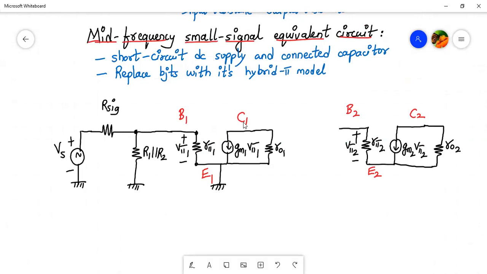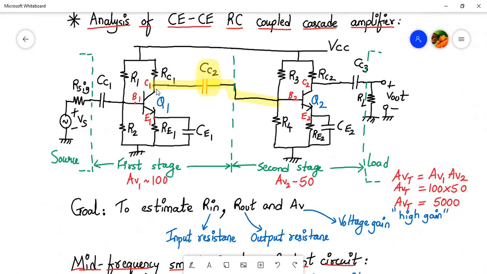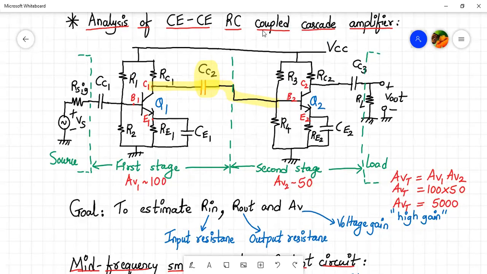Now let's see what is connected between collector 1 and base 2. From the collector 1 side, we have RC1 connected, and it's going towards the ground because VCC is grounded for the mid-frequency small signal equivalent circuit. Then this capacitor CC2 will be short circuited. So collector 1 terminal will be connected to base 2, correct? And then from base 2, we have R3 parallel to R4. Fine, so let's draw that.